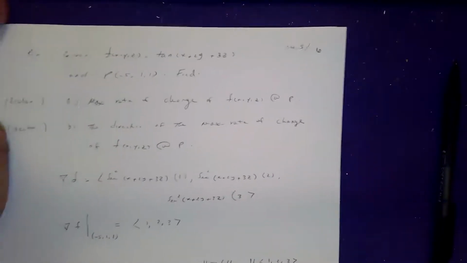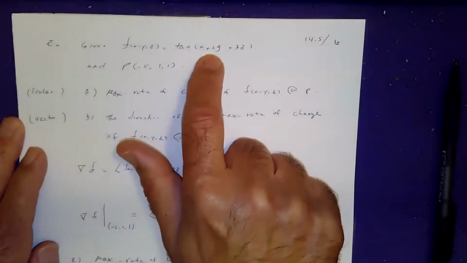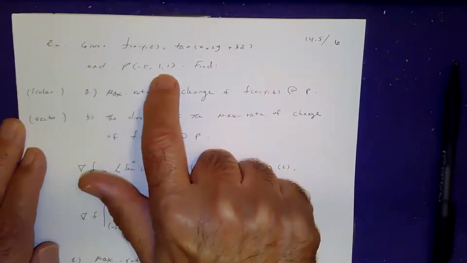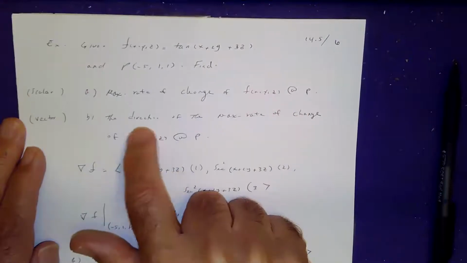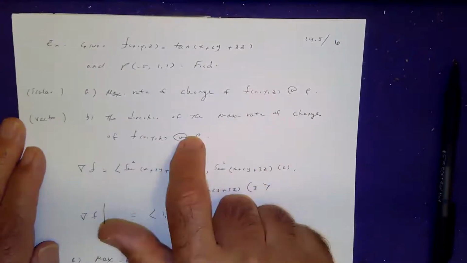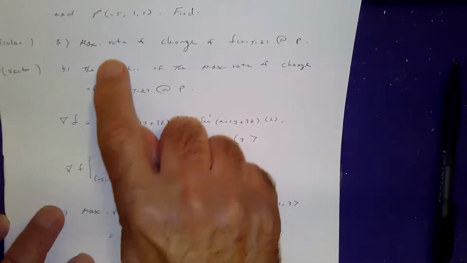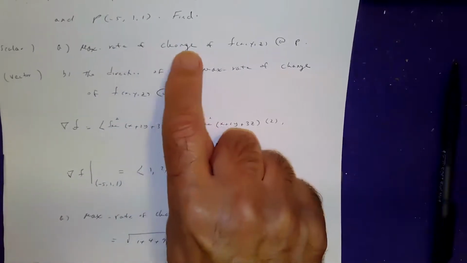So with that said, let's take a look at this example quickly, and then we should be a-okay. So given this function, tangent of (x + 2y + 3z) at point (-5, 1, 1), find the maximum rate of change at point P and the direction in which this maximum rate of change occurs. So what we need to do to answer part A is find the magnitude of the gradient.